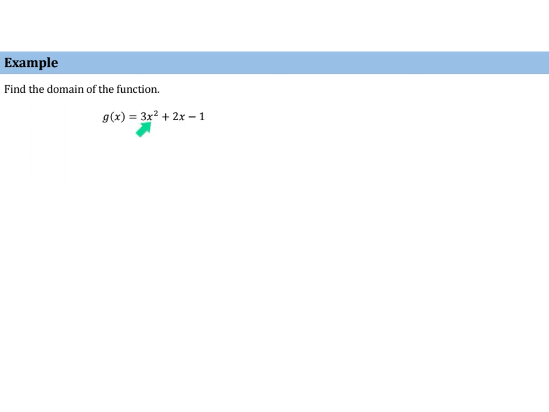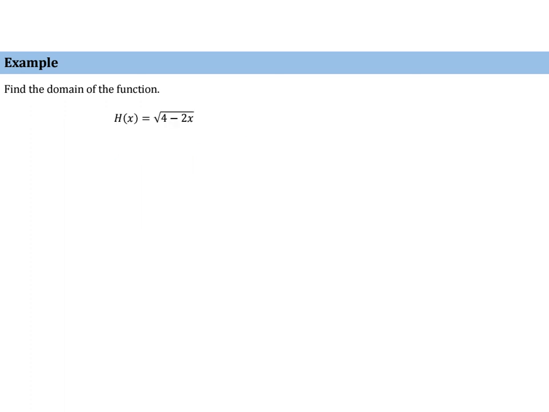Is there any value that we cannot square? In other words, is there any value that we cannot multiply by itself? If you give me a number, is there any number you can give me that I cannot multiply by itself? No, I can square any number. And then I can always multiply that result by 3. I can always double the number. And I can always add those two results together, and I can always subtract 1 from anything. So therefore, the domain here is going to be all real numbers. Nothing gets excluded. So negative infinity to infinity.